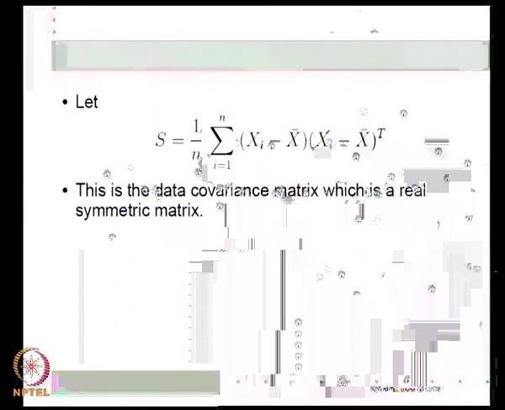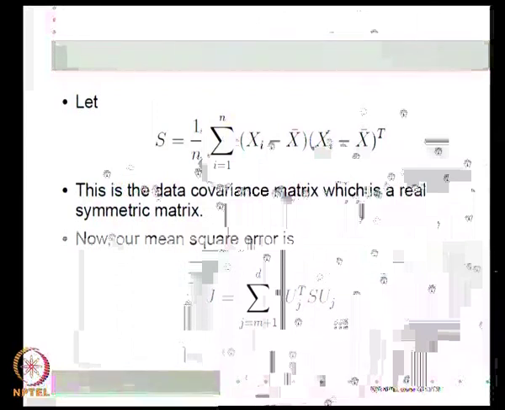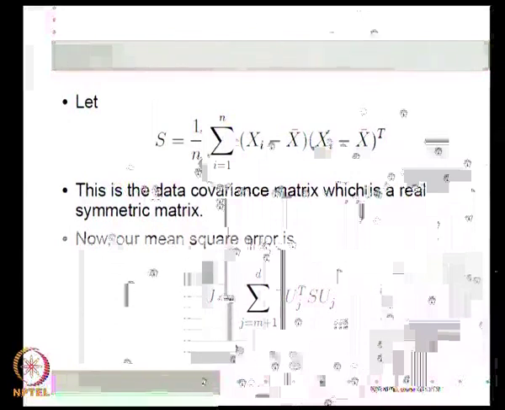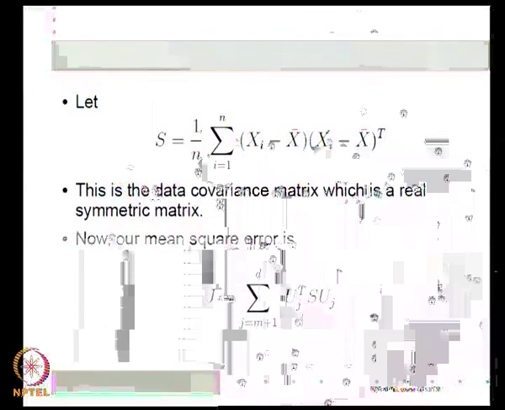So, S is nothing but the data covariance matrix and J can now be written as the sum of Uj transpose S Uj, j equal to m plus 1 to D. So, now my mean square error, given any subspace defined by U1 to UM plus 1 to UD, in approximating a vector by its projection onto the M-dimensional subspace is given by J equal to the sum over j from m plus 1 to D of Uj transpose S Uj, where S is the data covariance matrix.